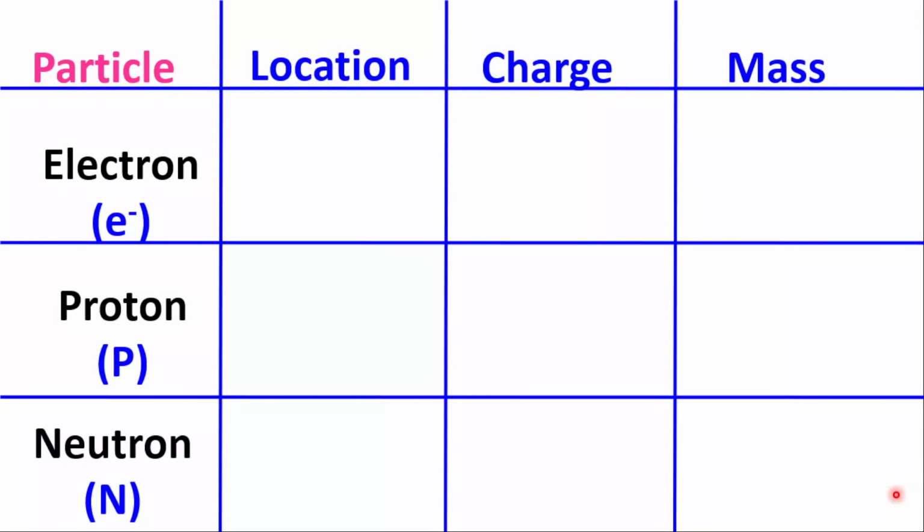Now, what you also need to know about these particles that are in atoms, we call them subatomic particles. And these subatomic particles are located in different parts. They have different charges and different mass. So, for example, electrons can be found on the shells, or shell depending if it has only one shell. The charge of an electron is negative. It has a mass of 0, technically speaking.